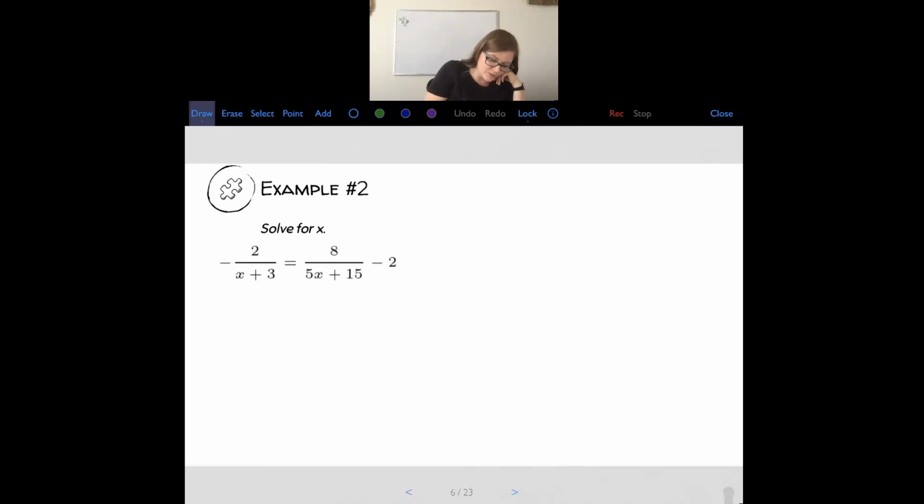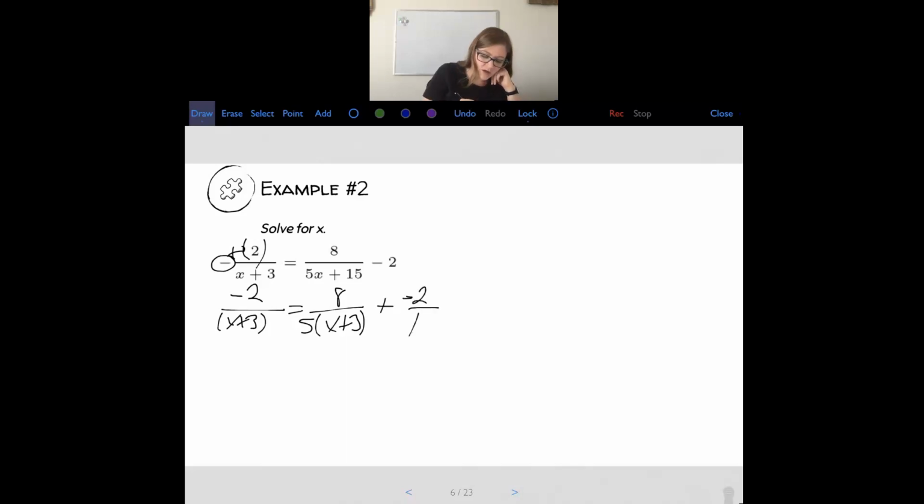So when we have a negative in front, it can go to the numerator. In this case, it's like negative 1 times 2. So this is negative 2 over x plus 3. I'm going to factor my denominator. Taking out the greatest common factor is always the first thing you do when you factor. So this is x plus 3, and then I'm going to change this to adding a negative 2 over 1.